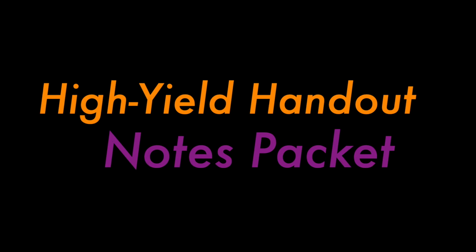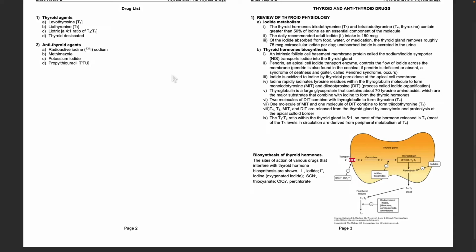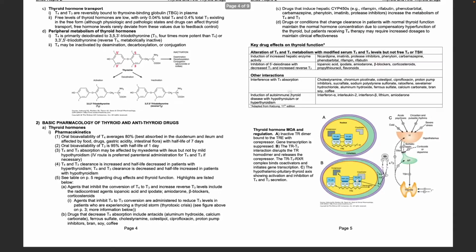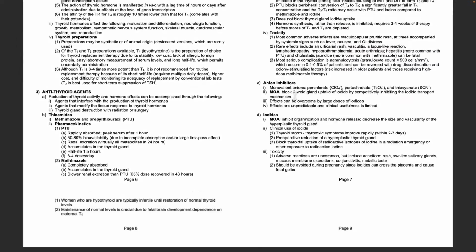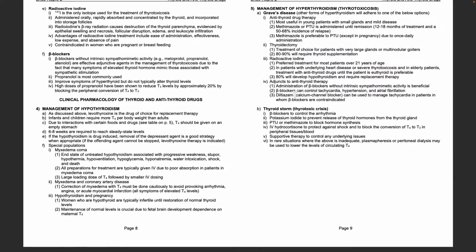There is a high-yield handout and notes packet. There's a high-yield handout posted in Canvas that is a notes packet derived from Katzung and Trevor's Pharmacology, Chapter 38, to include a drug list, figures, and additional granular information that'll help you understand drugs for thyroid disorder.